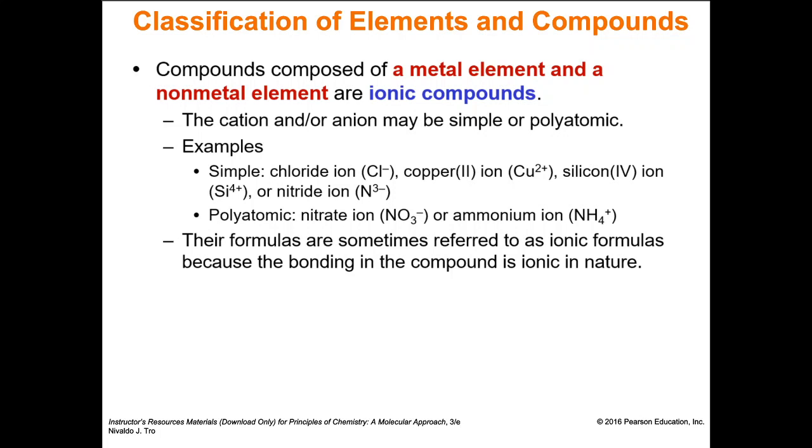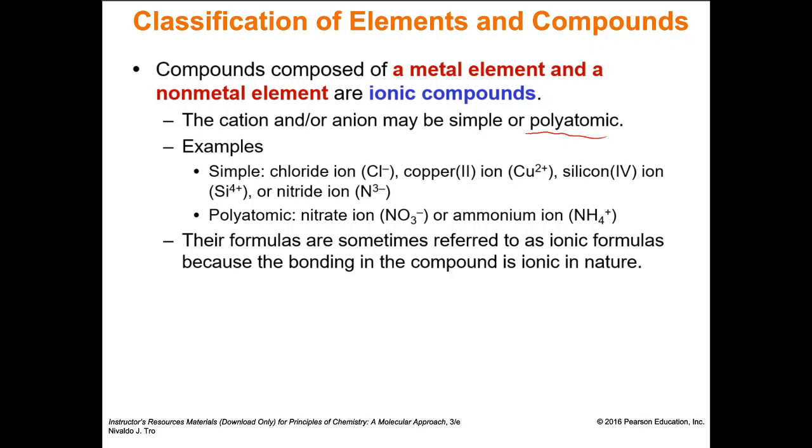Compounds composed of a metal and a non-metal element are ionic compounds. The cation and/or anion may be simple, or they can be polyatomic. And I'll tell you what I mean by polyatomic in just a minute.